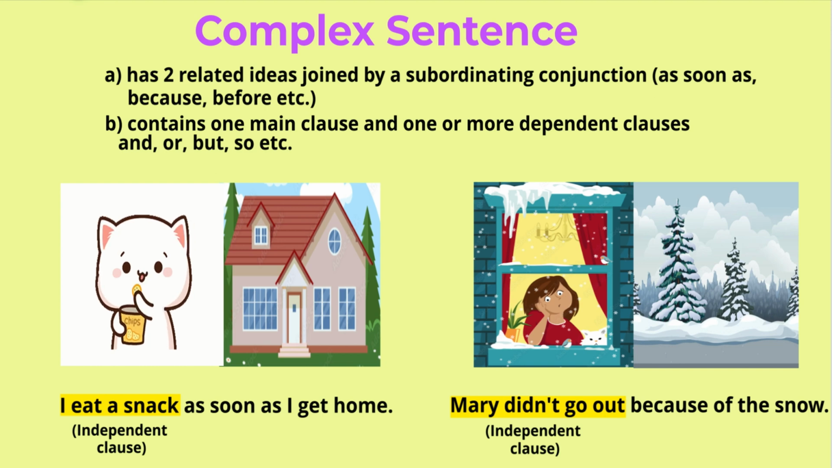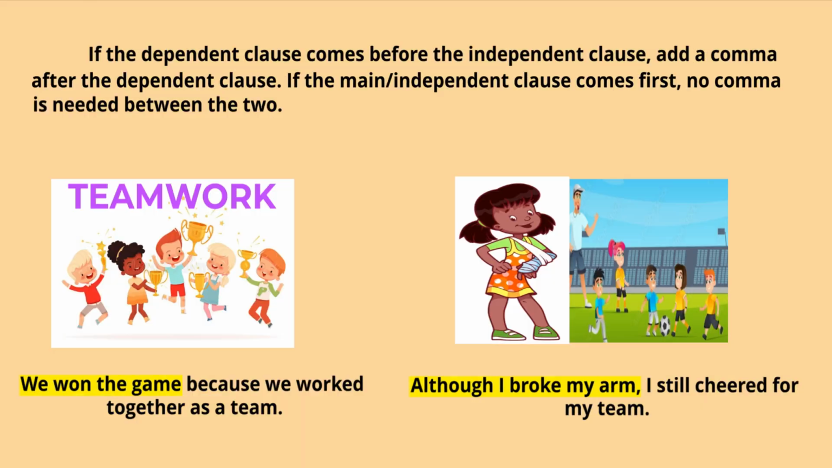In a complex sentence, you're joining one independent clause with one or more dependent clauses. You can have one independent clause and one dependent clause, or one independent clause and two dependent clauses as well. Got it? If the dependent clause comes before the independent clause, add a comma after the dependent clause. If the main or independent clause comes first, no comma is needed between the two. Let's see an example so that you can understand it better.